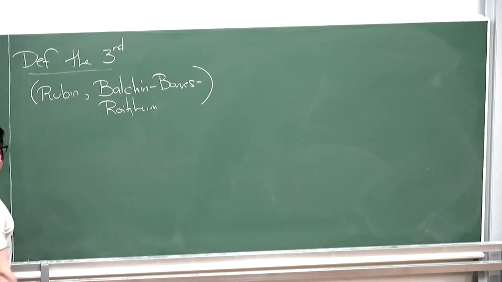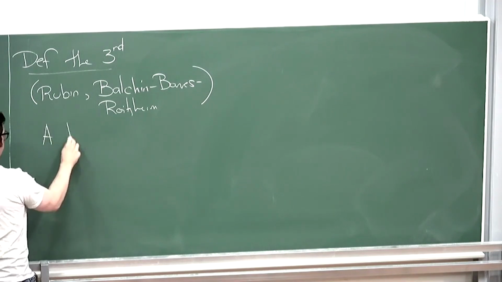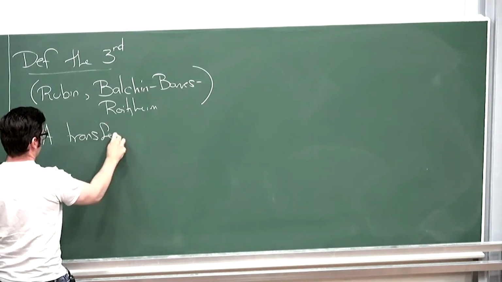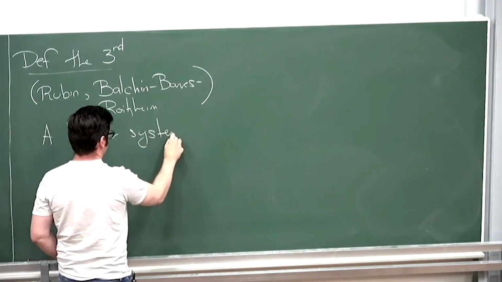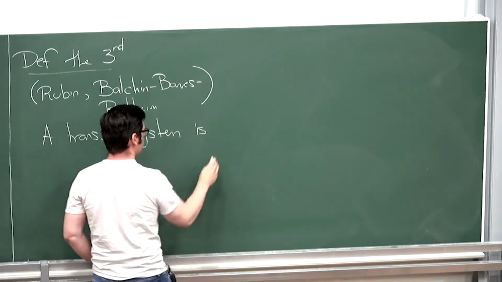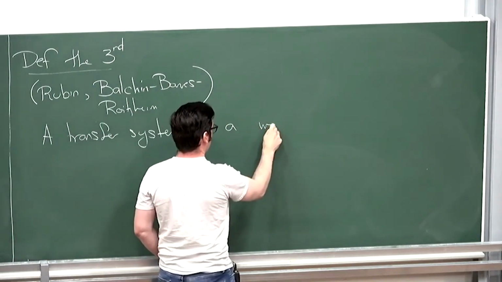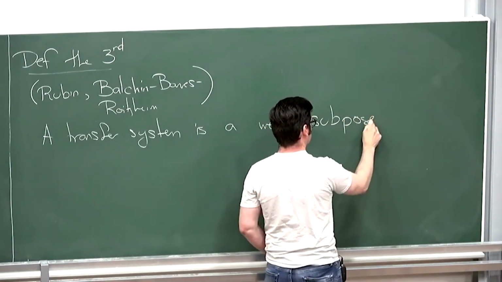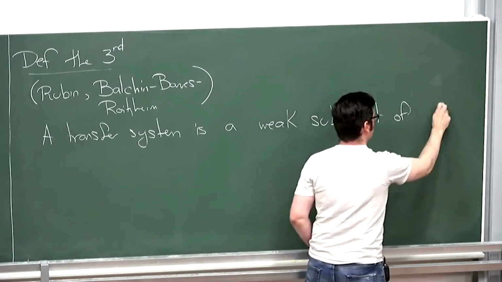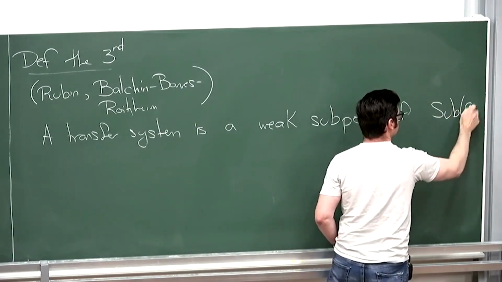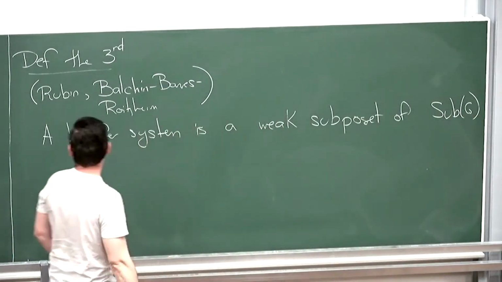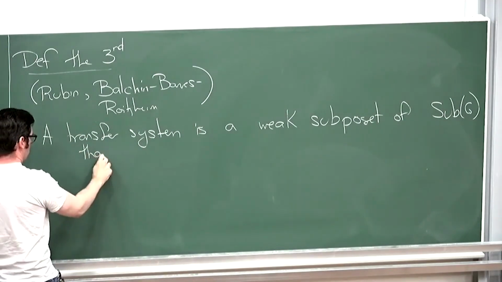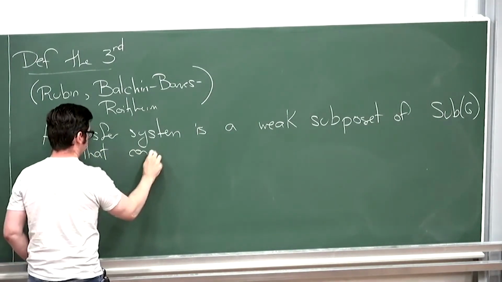So they define the following. A transfer system is a weak subposet of the poset of subgroups of G that contains all the objects.